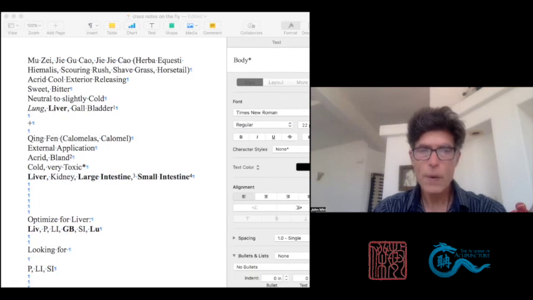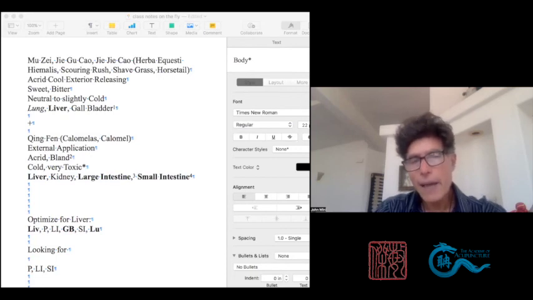Okay. What if we wanted to emphasize that tiger relationship? Then we'd start to look for optimizing the gallbladder, optimizing for the gallbladder.